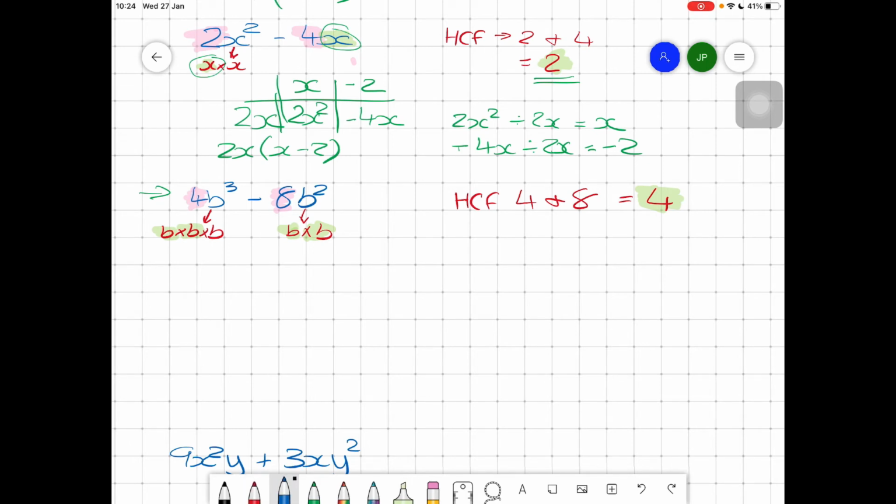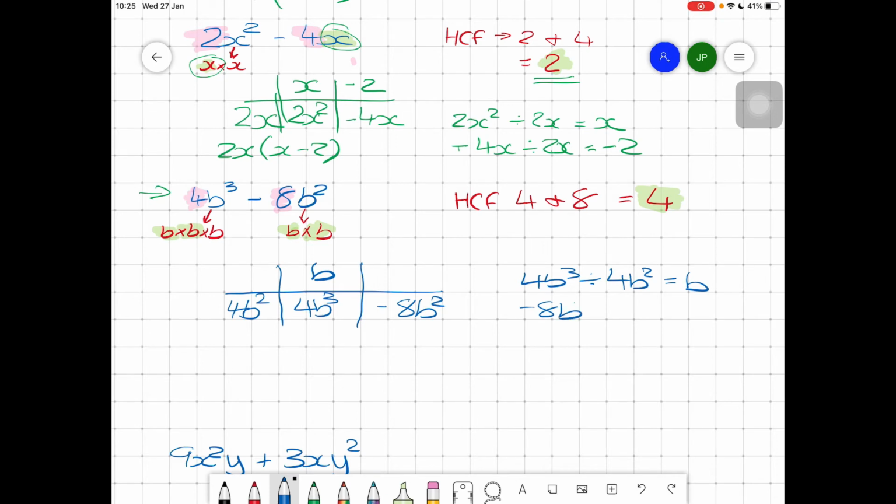Therefore, when I come to my grid, I can take out my 4. I can take out 2 lots of b's, which is b squared. I can put my question into the boxes, so 4b cubed minus 8b squared. And I can do my division. So 4b cubed divided by 4b squared gives me a b.